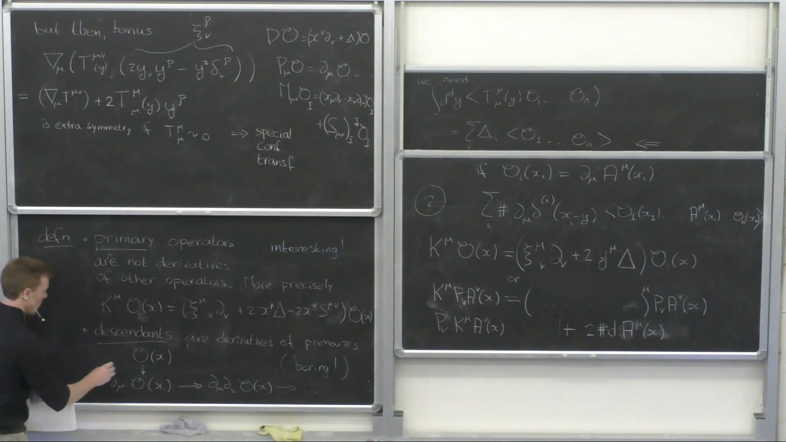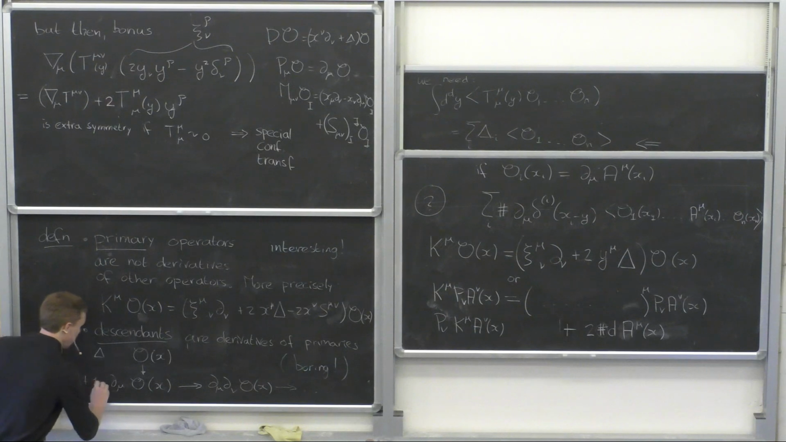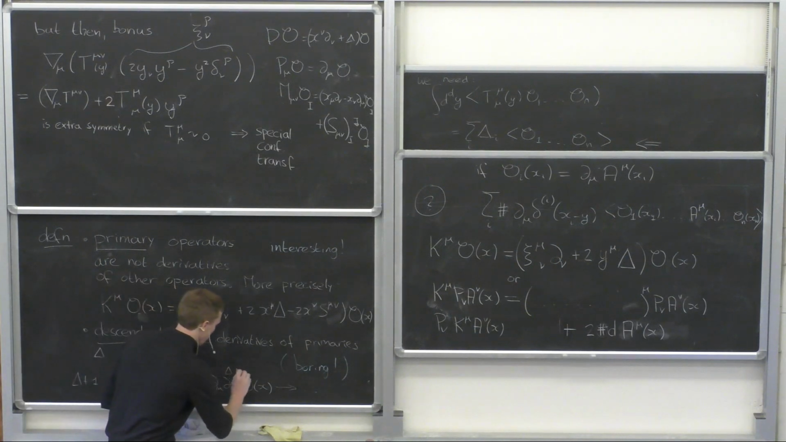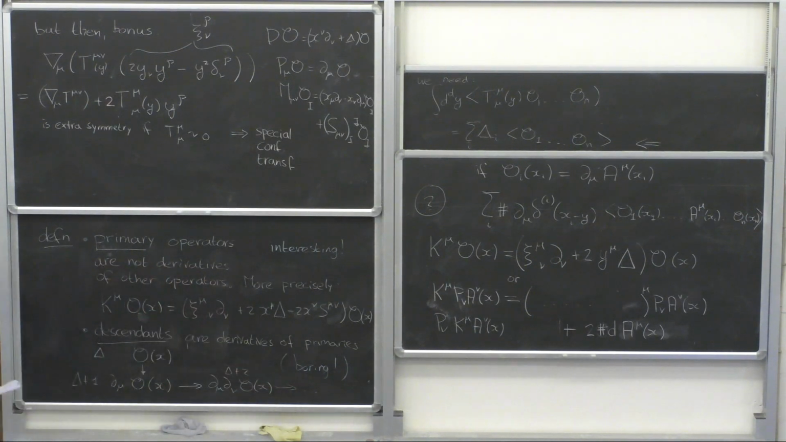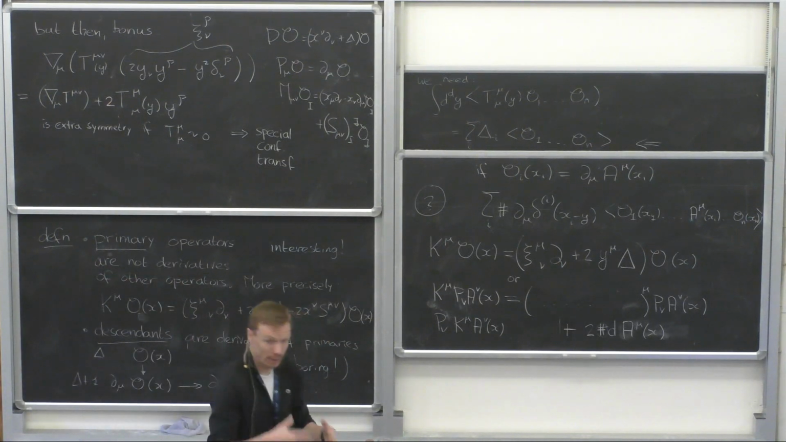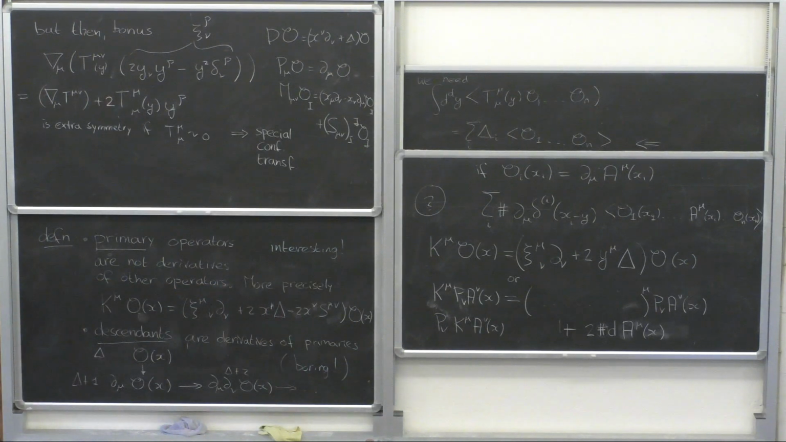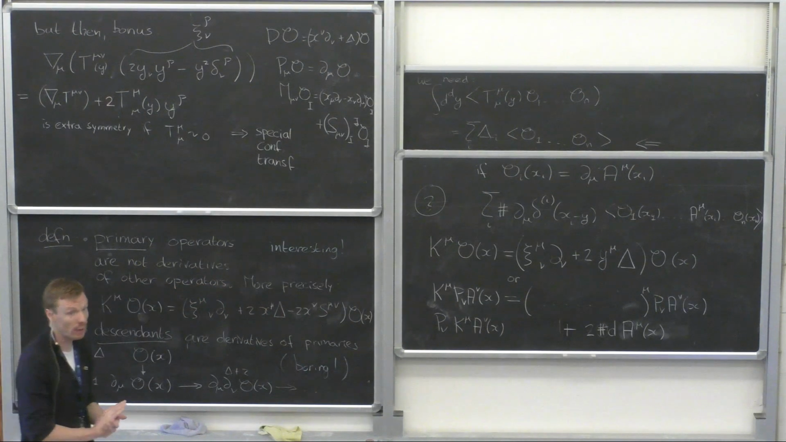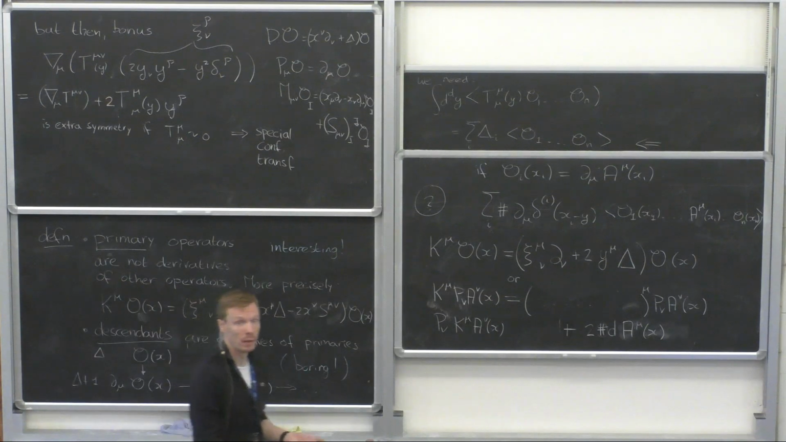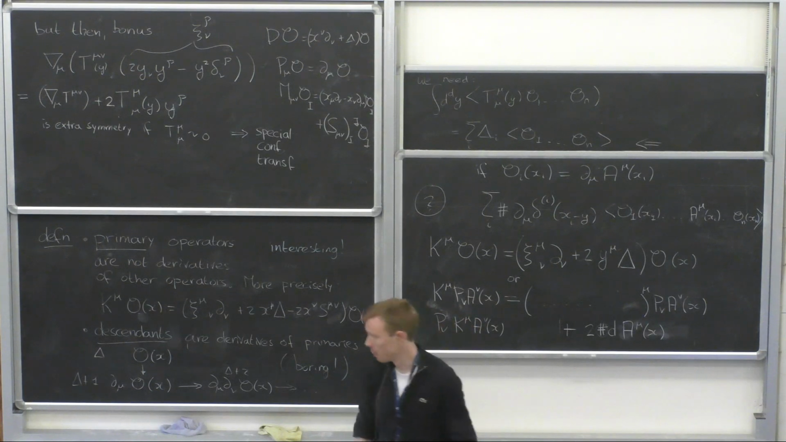And notice that the primary, if it has dimension delta, then the first descendant has dimension delta plus 1. This has scaling dimension delta plus 2, and so on. So there are these towers of operators in conformal field theories. You have a primary, and then there's a huge tower below it of infinitely many possible descendants. Primary fields have a well-defined dimension delta.